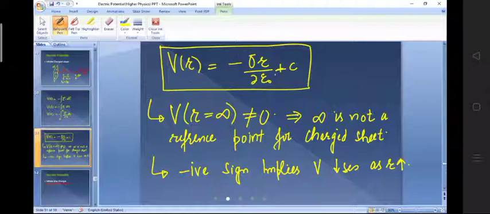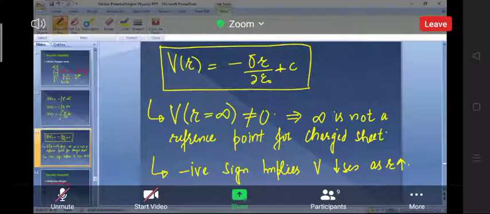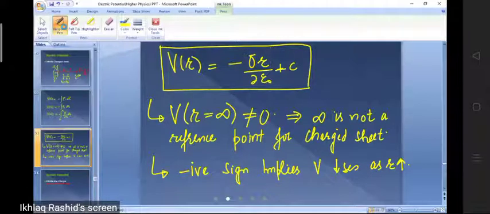This equation is of the form y equals mx plus c. That means it will be a straight line with a negative slope and positive intercept. So if you want to plot the graph, you can plot the graph like this. Point number 3 is this: plot the V of R versus R graph. This V of R is equal to what? That's equal to my integration from before.